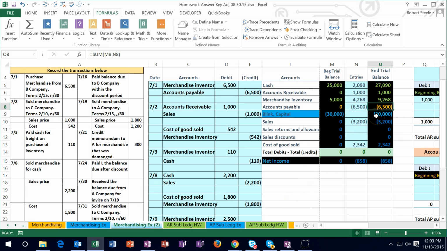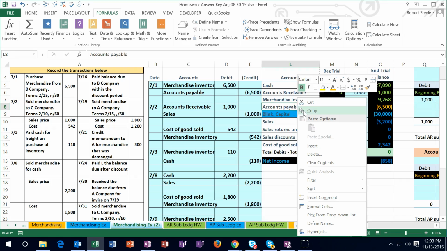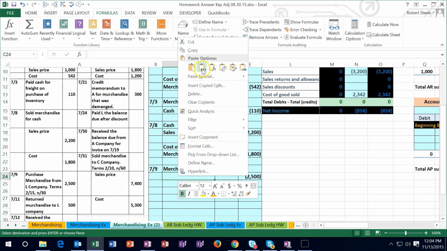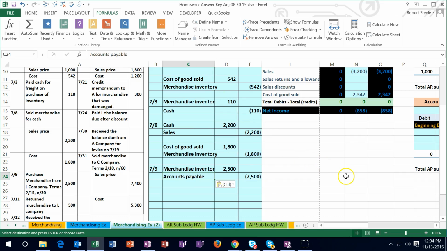Accounts payable has a credit balance. We're going to make it go up by doing the same thing to it, which in this case would be another credit. So I'm going to copy that. I'm going to put our cursor in C24, right click, paste it 1, 2, 3. So now let's post this out.